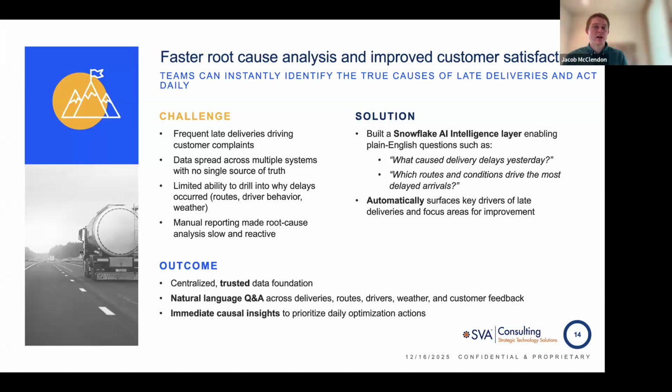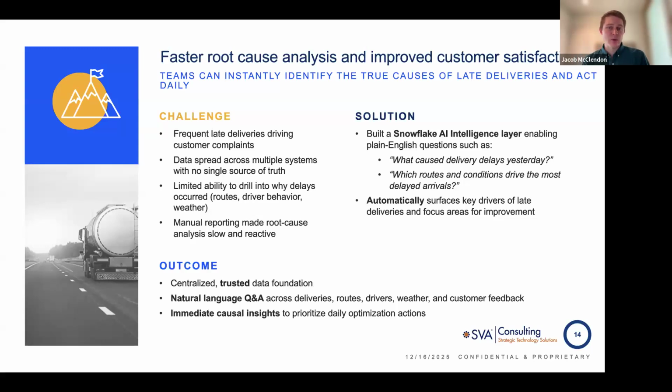So this first one here really is looking at getting to a faster root cause analysis, ultimately improving customer satisfaction. We have a distribution client who had a challenge where they frequently faced late deliveries, and this was driving customer complaints to increase over time. The data was spread across multiple systems, and they really had no centralized source of truth or place where they could easily get to answers as to why there were delays. It could have been routes or driver behavior or weather. Really, at this point, they were able to just poke through Excel files and manual reports. And ultimately, this was a really reactive and slow state that they were in.